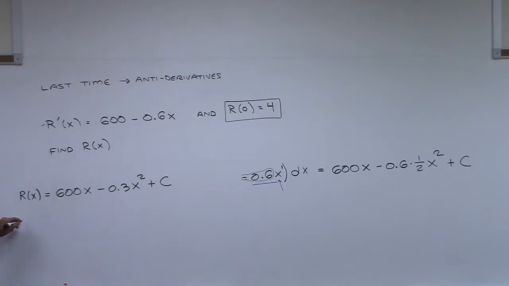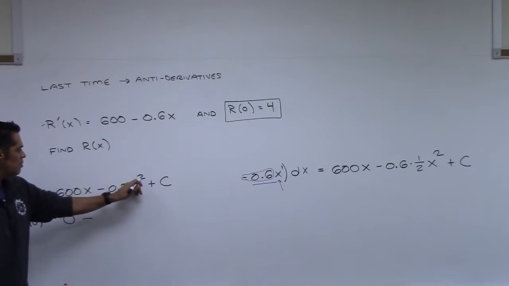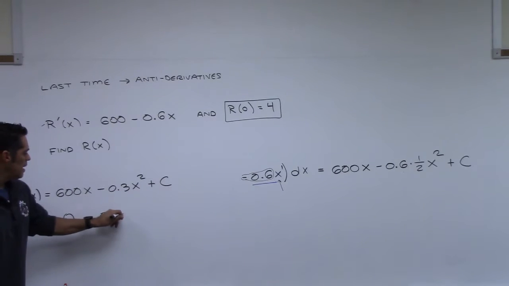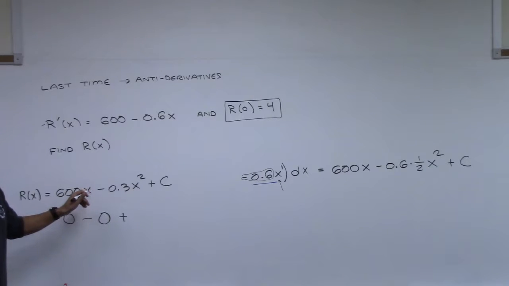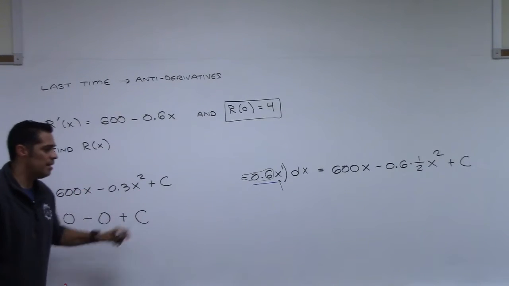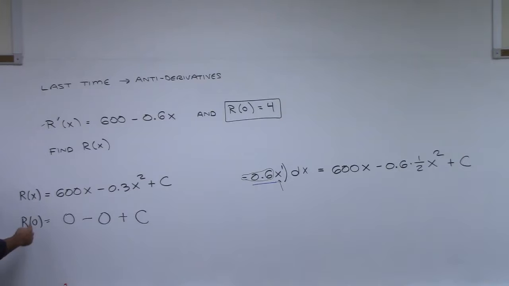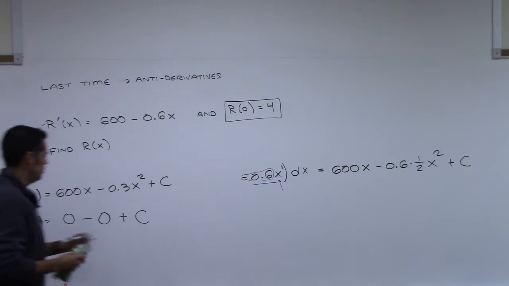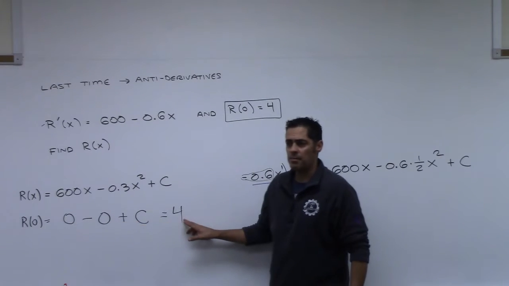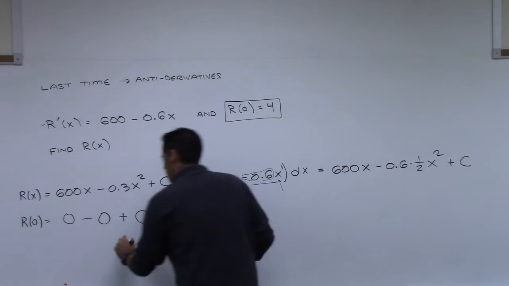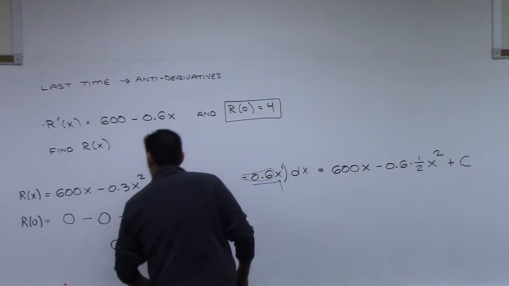So if I go over here and I plug in 0, let's see what happens. This becomes 0. And then minus, if I plug in 0 squared, that's 0. And then that's plus c. Now I'm not replacing c, right? I'm replacing x with 0. So the c is still c, right? Does that make sense? But this has to be equal to 4. And that means that c has to be 4.